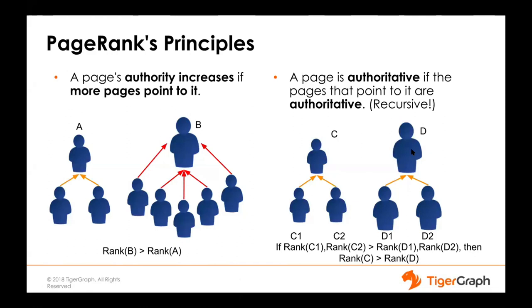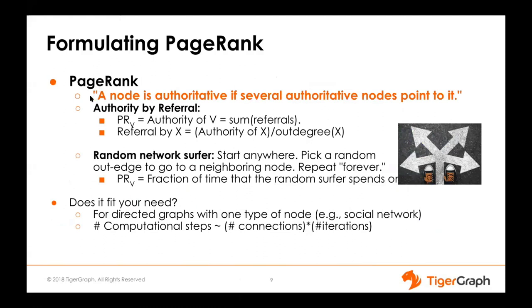So how can we formulate these principles into something we can compute mathematically? Again, here's our statement. A node is authoritative if several authoritative nodes point to it. So let's look at this. The PageRank of V, which is the authority of V, should be the sum of its referrals. So the more referrals, the higher the PageRank. That's where this "several" comes in. And the more, the higher.